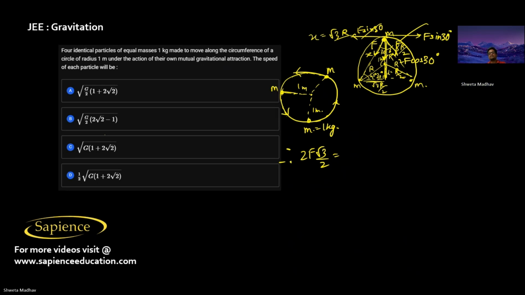That is 2F into root 3 by 2. That is equal to m v square by r, where v is the speed of each particle of mass m. So 2 will cancel, so root 3 F.